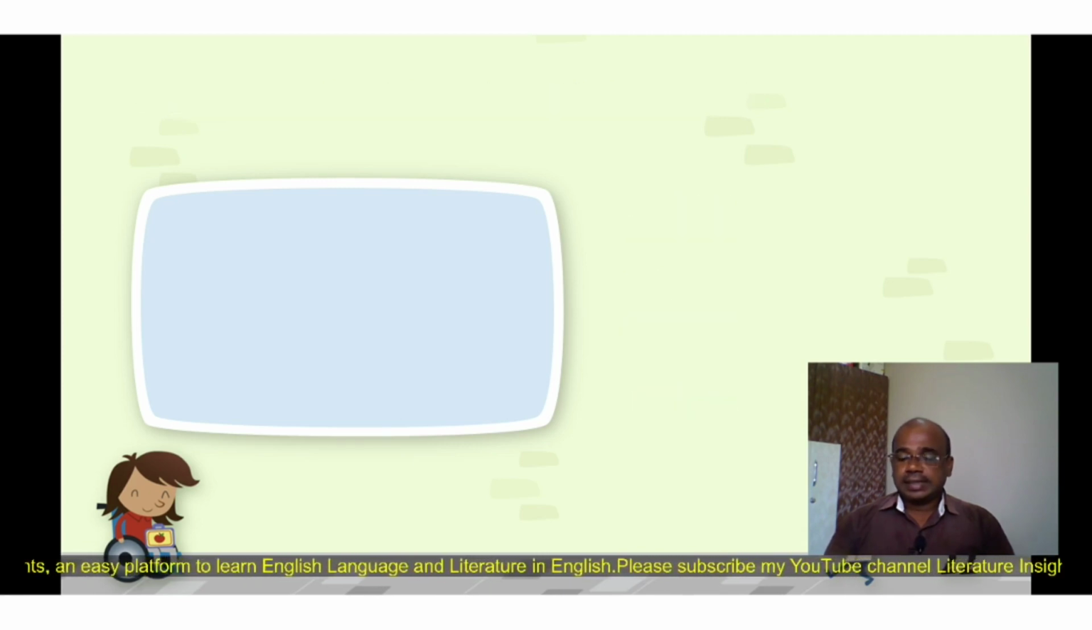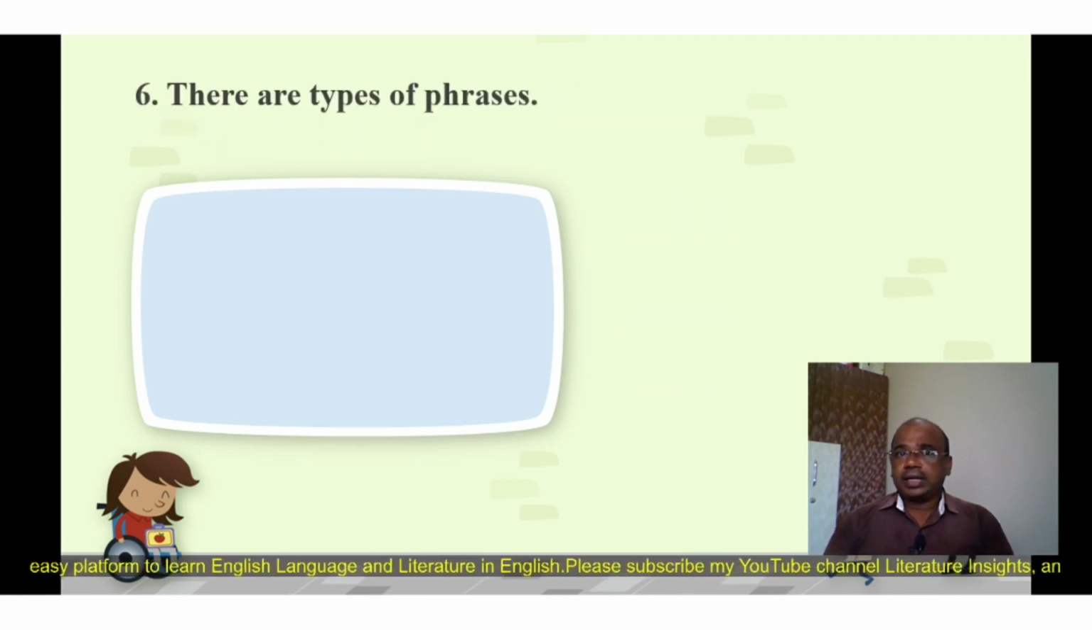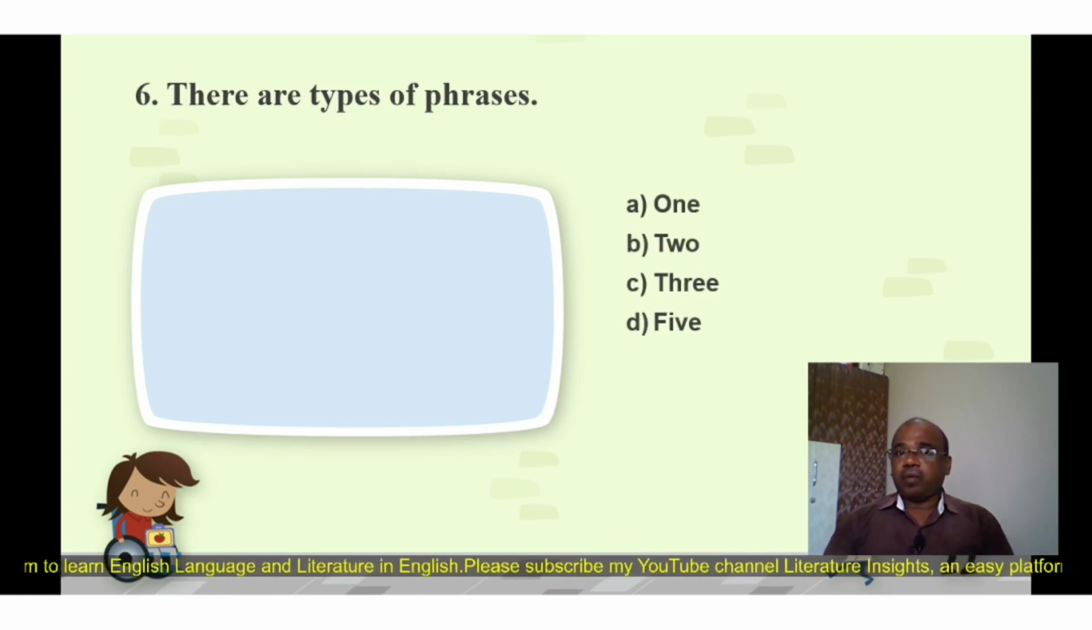Then question number 6. There are types of phrases and the options are A 1, B 2, C 3, D 5, and the correct answer is D 5. There are 5 types of phrases: noun phrase, verb phrase, adverb phrase, adjective phrase, and prepositional phrase. So these are the 5 significant phrases in modern English structure, grammar.